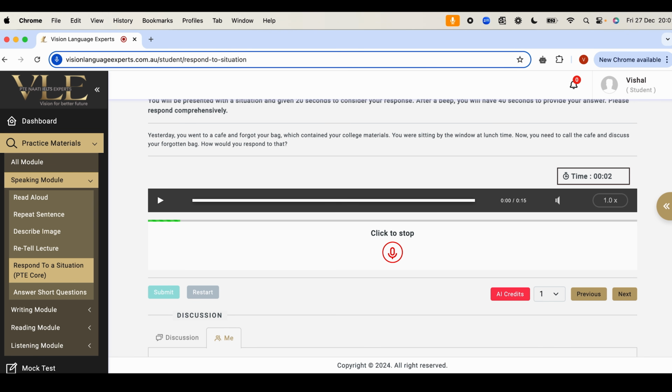Cafe and forgetting your bags were the main aspects I would like to discuss. College materials and window are the main concern. Lunchtime and calling the cafe are the areas I want the resolution. Discussing about forgetting your bag are the things I would like to highlight. And responding to the forgetting the bag in cafe will be discussed in the future. So these are the key points where I need your consideration. I would be looking forward to hear back from you.